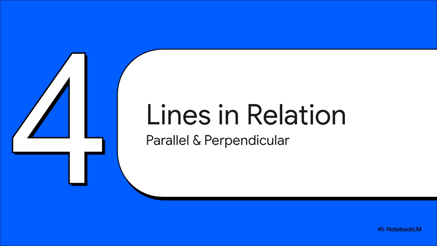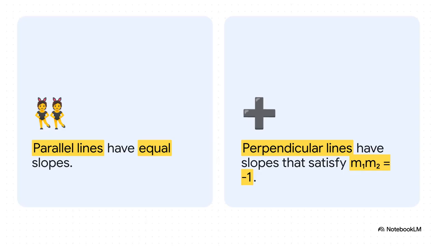Section 4, parallel and perpendicular lines. This is actually super simple. The entire relationship between two lines comes down to one thing, their slope. If the slopes are exactly the same, the lines are parallel. Think of them like railroad tracks. They run alongside each other forever and will never, ever meet.